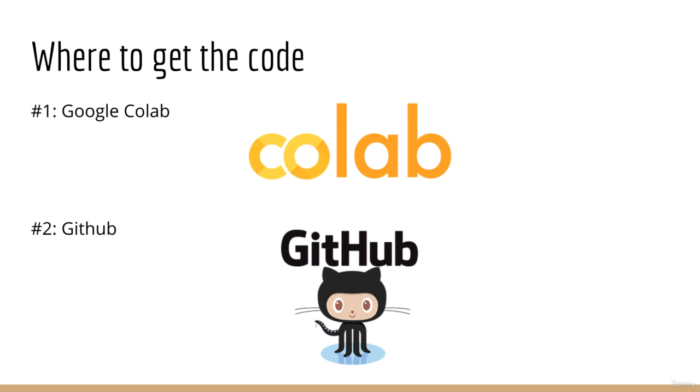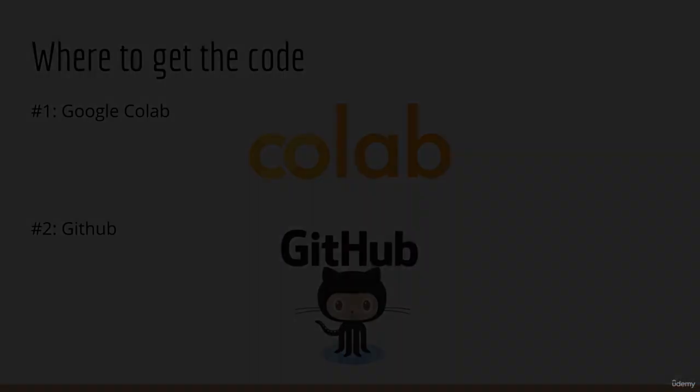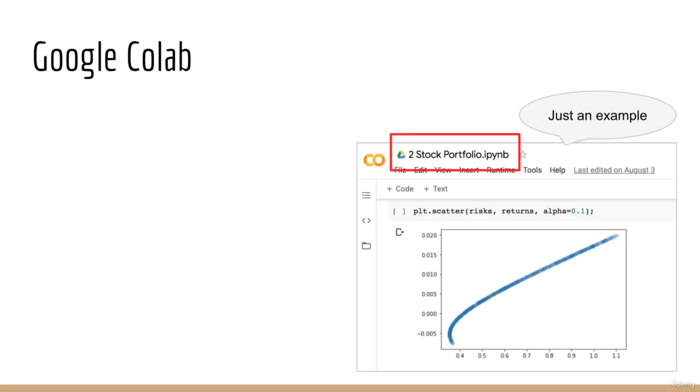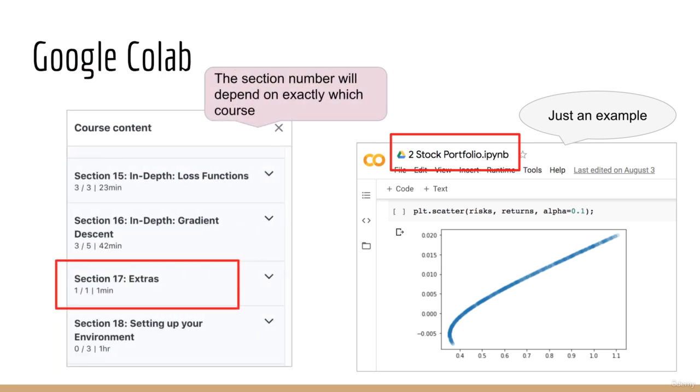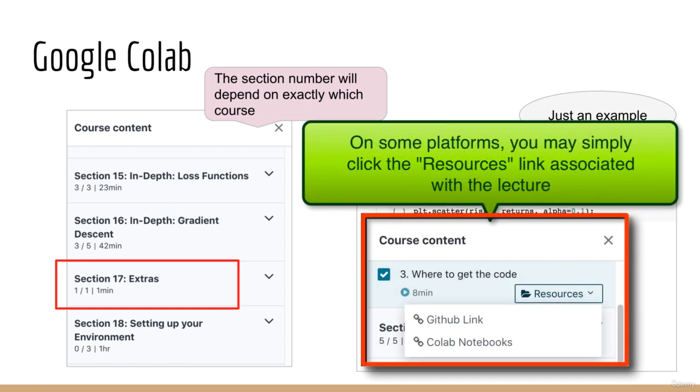So in this lecture, we are going to discuss where to get the code for this course. The code for this course is hosted in 2 separate places, depending on what's more convenient for that particular piece of code. Number 1, if you see code that looks like this, it is a Colab notebook. Links to Colab notebooks can be found in the extras section of this course.